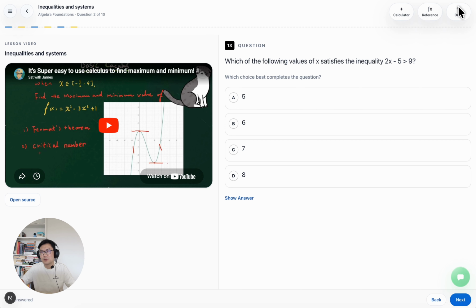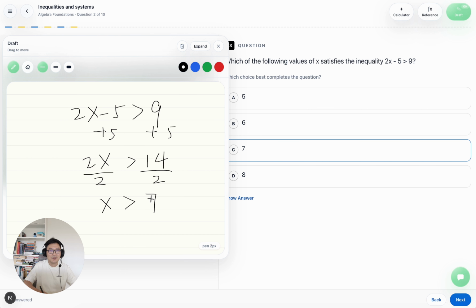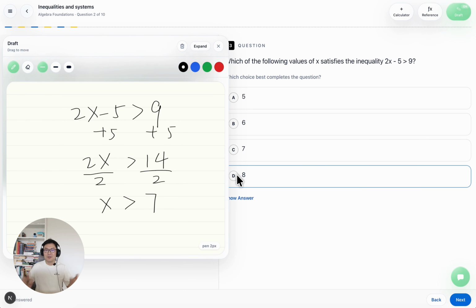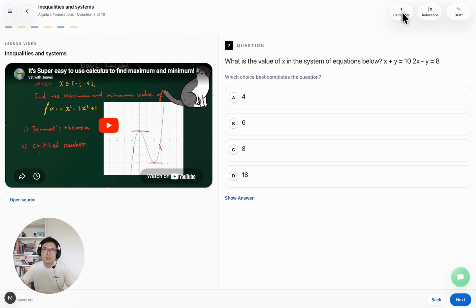So is it 7 here? So let's see which of the following value of x satisfies the inequality. Oh, you have to be very careful, right? So x has to be greater than 7. 7 is not greater than 7. So the only answer from the options is 8. 8 is the only one that is greater than 7. So we have to be very careful. Show the answer, 8.